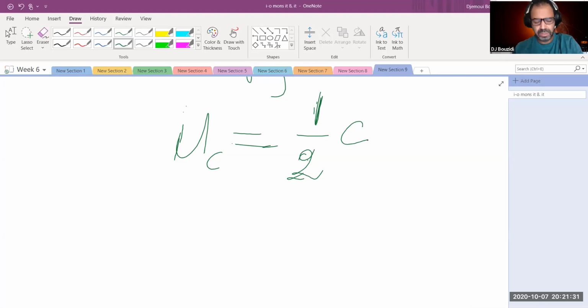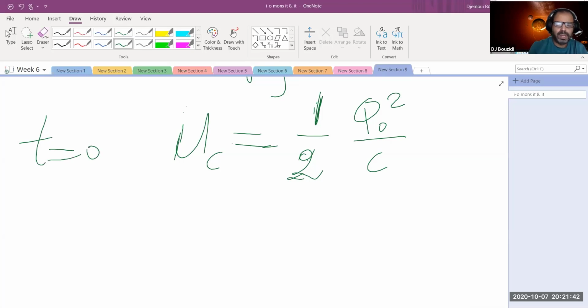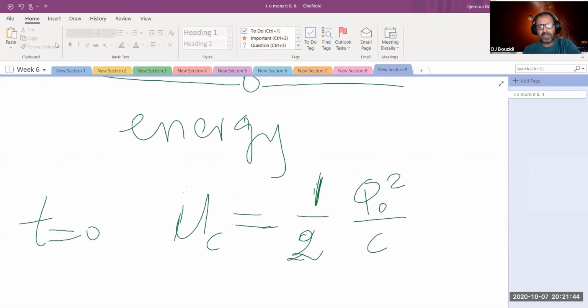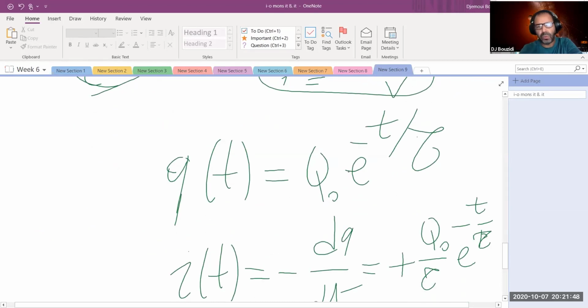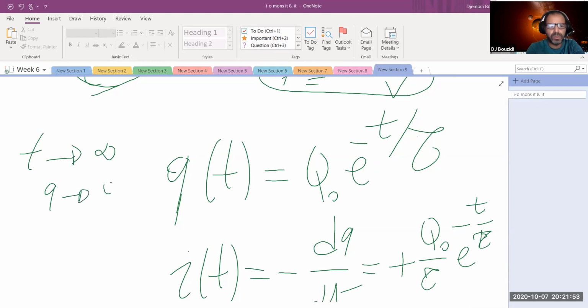1/2 of Q squared, actually, that's how much charge was in the capacitor, divided by C. So this is at t equal to 0. When I wait a long time, the exponential goes to 0. When t goes to infinity, Q goes to 0. Because you can clearly see the exponential decays exponentially. So it's going to be 0 after a long time. So there is no energy left in the capacitor at the end.